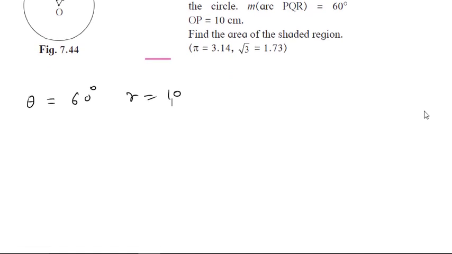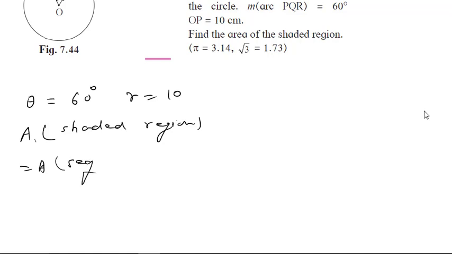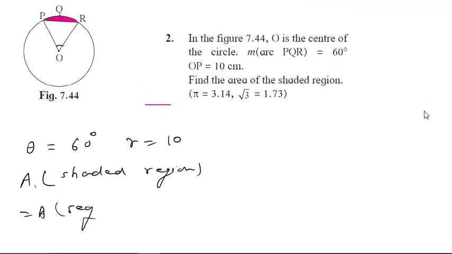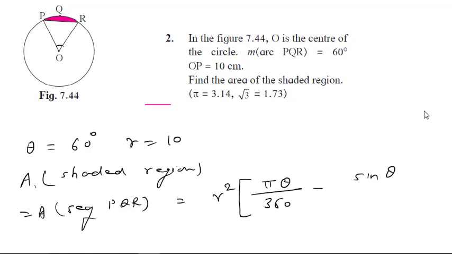So area of shaded region. Now my shaded region is what? Shaded region is a segment. So area of segment PQR. The formula is r square into pi theta upon 360 minus sin theta upon 2. Now here again you can also use the formula area of sector minus area of triangle.